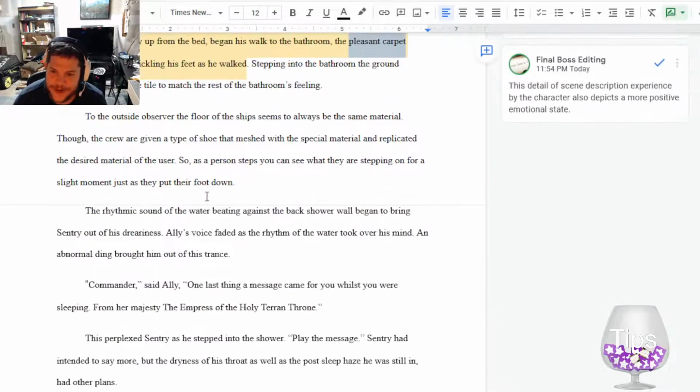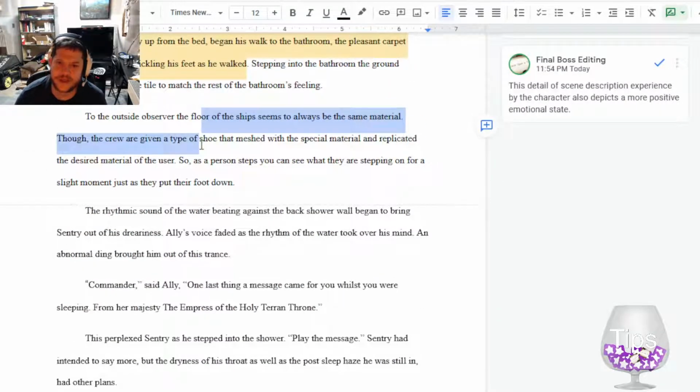And I'll start going faster. I know that we start slow in the beginning. To the outside observer, the floor of the ship seems to always be the same material. The crew are given a type of shoe that meshed with special material, and stepping in the bathroom became a sterile white tile to match the rest of the bathroom's feeling. To the outside observer, the floor of the ship seemed to always be the same material, though the crew are given a type of shoe that meshed with the special material and represented the desired material. So the person steps, you can see what they're stepping on for a slight moment, just as they put their foot down.